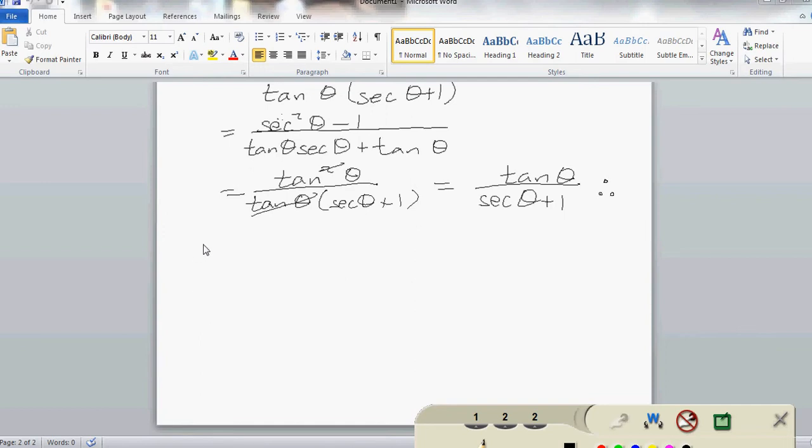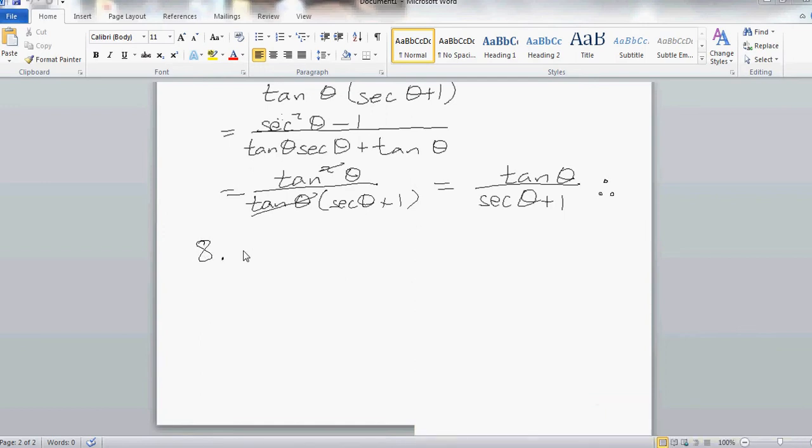And finally, number 8, cosine of u over 1 plus tangent of u minus the sine of u over 1 plus cotangent of u. We need to show that that equals the cosine of u minus the sine of u. Now one thing I'm going to look at here is I see cosine and sine as the simple, so that might mean, hey, I want to change everything in terms of sines and cosines.